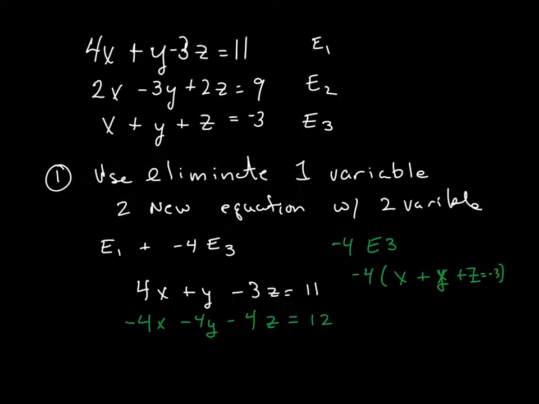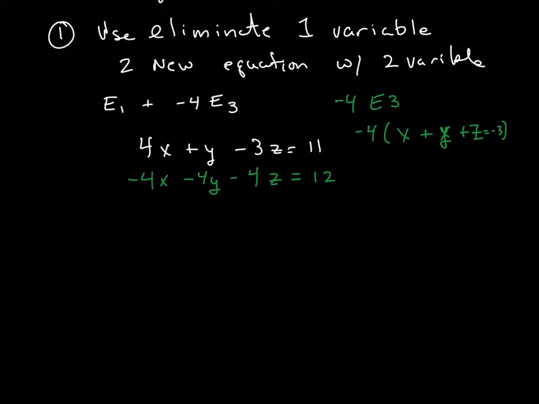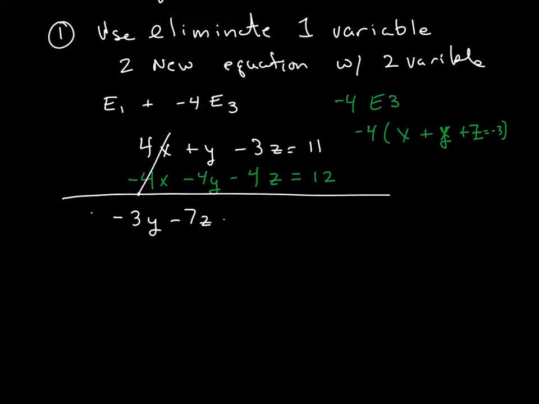And now what we have here is opposite coefficients. So when I add these 2 pieces together, my x's cancel out, and that's what we wanted here. And now I'm left with -3y minus 7z is equal to 23.